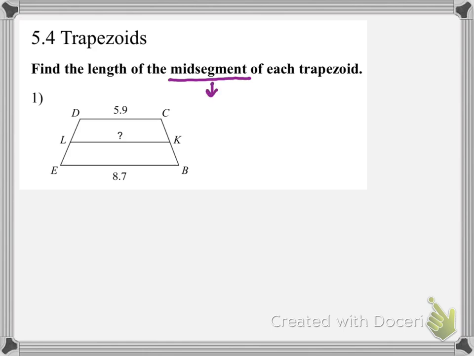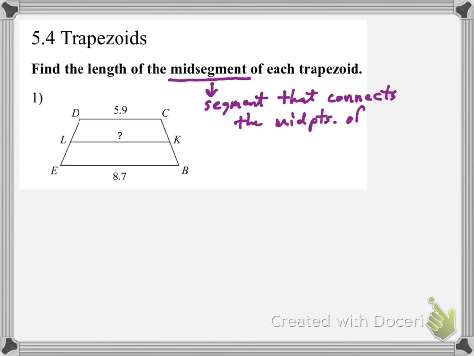Now, a midsegment is a segment that connects the midpoints of the opposite sides. So LK is the midsegment. So L and K are midpoints of their sides.